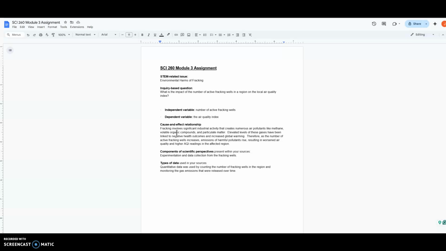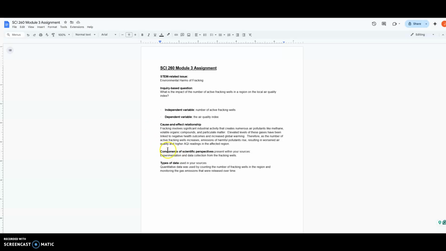Now, an inquiry-based question can be correct. It can also be false. It's science, so we're trying to have a question that we can perform an experiment with, collect data from, and see what the results are. So this particular question may not be true. I could go out and monitor the wells and find that nothing is coming out and the air quality index is good. So it just depends. Now, you're not actually going to go out and do this. This is all theoretical.